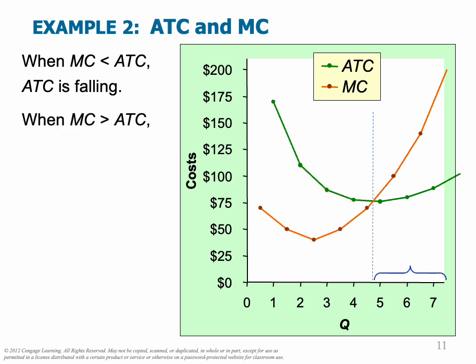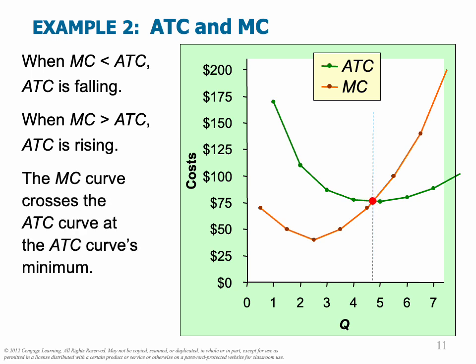Then, a little bit easier to see, when we have marginal cost above ATC, ATC is going to be rising. And that's just like the next test grade pulling your overall average up. And so there's your minimum point. Marginal cost crosses ATC at ATC minimum.